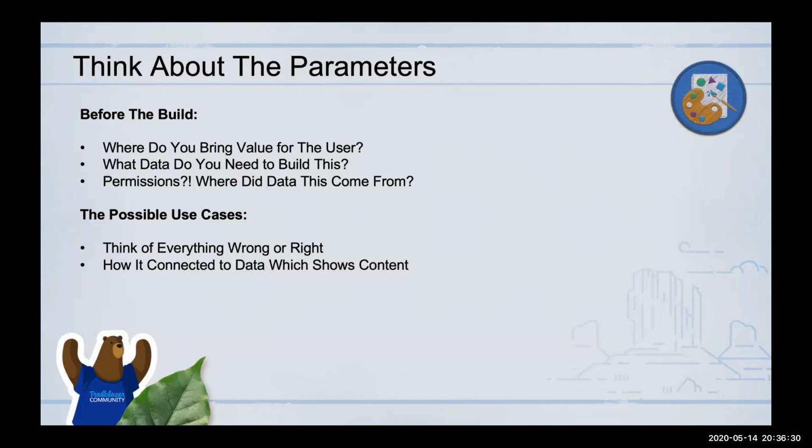Because if you don't know where it's coming from, or you know where it's coming from and it's not correctly set up, that just leads up to a lot of issues. So, and then also think of the possible use cases. Think of everything wrong or right, especially when you're doing something that's related to the messaging, that's customized, that's the audience itself. Then you also think about how it is connected to the data, which shows the content.